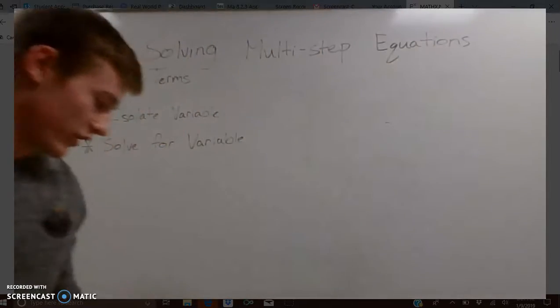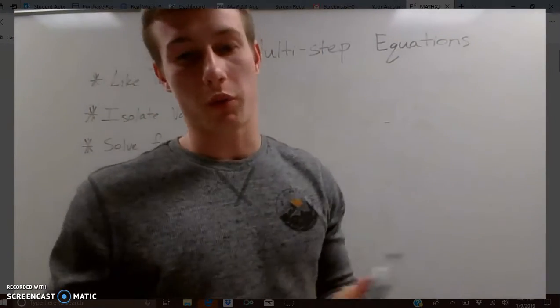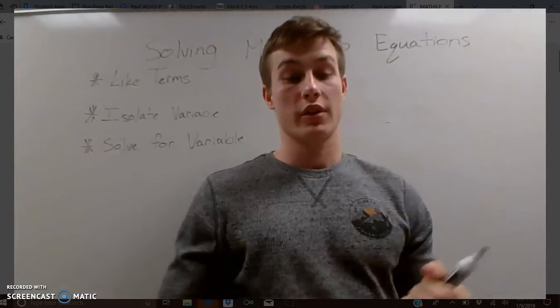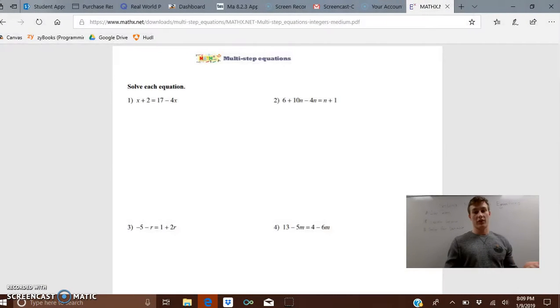Ladies and gentlemen, again, this is just introducing the idea of using multiple steps to solve for equations. So this is just to help continue to give you guys practice on using multiple steps to solve for these problems. We're going to do a couple more. We'll go to number 3.